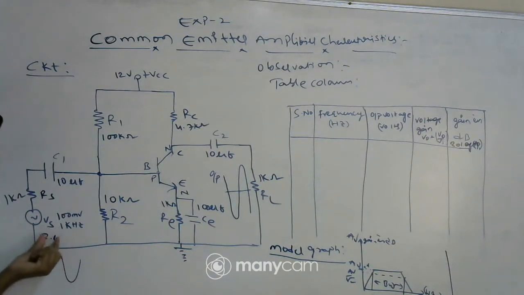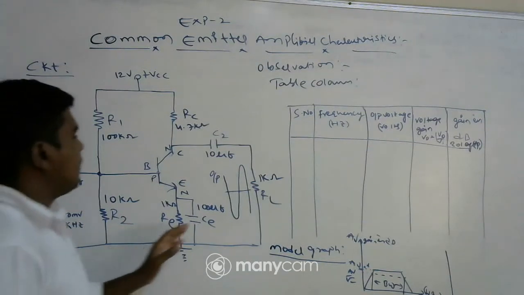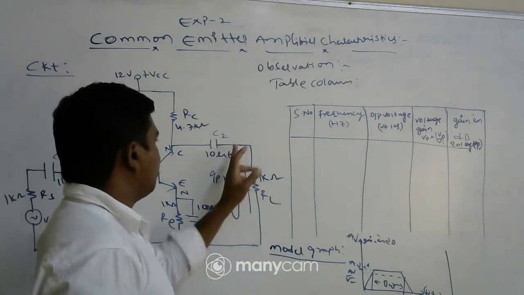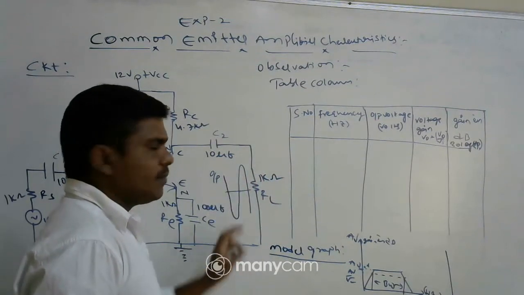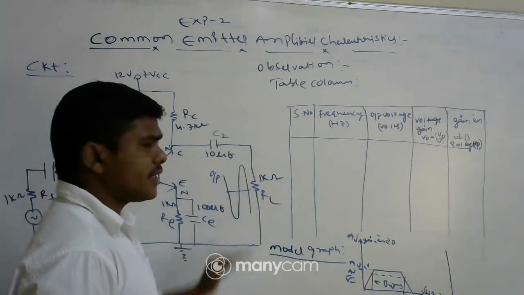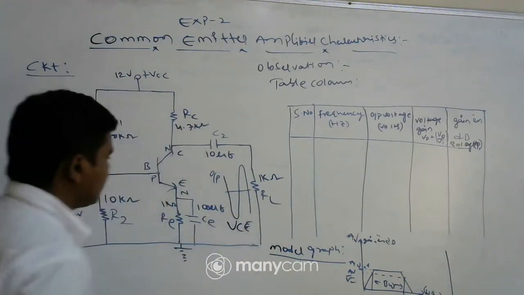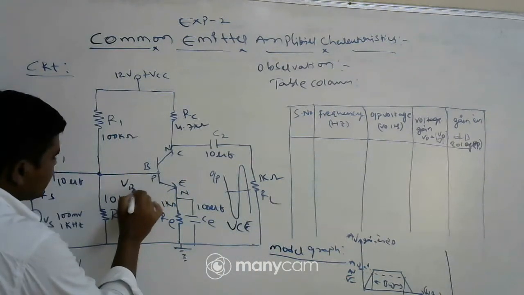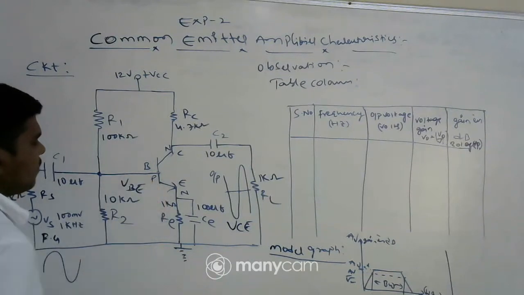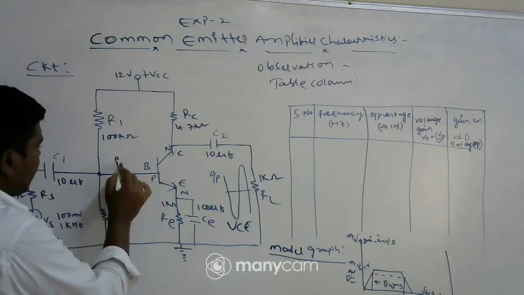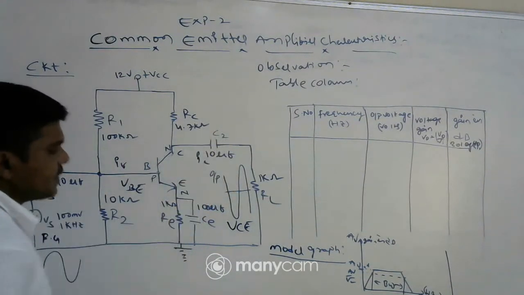So this weak signal we are generating from the function generator. Finally we get the output between the emitter and collector terminals. The output voltage is VCE, and the input voltage is VBE. Input voltage is VB, input current is IB, and output current is IC.